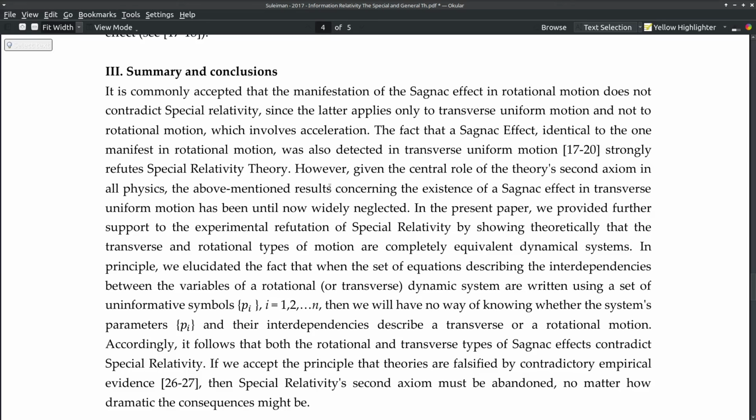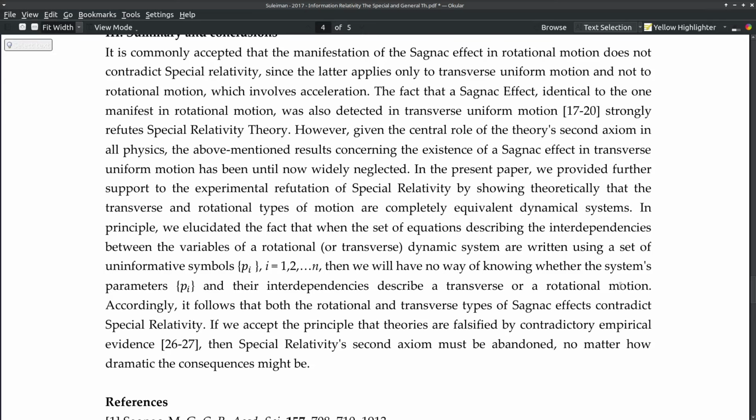In the present paper, we provided further support to the experimental refutation of special relativity by showing, theoretically, that the transverse and rotational types of motion are completely equivalent dynamic systems. In principle, we elucidated the fact that when the set of equations describing the interdependencies between the variables of a rotational or transverse dynamic system are written using a set of uninformative symbols, p_i, i equals 1, 2, iterating up to n, then we will have no way of knowing whether the system's parameters and their interdependencies describe a transverse or rotational motion. Accordingly, it follows that both the rotational and transverse types of Sagnac effects contradict special relativity. If we accept the principle that theories are falsified by contradictory empirical evidence, then special relativity's second axiom must be abandoned, no matter how dramatic the consequences might be.